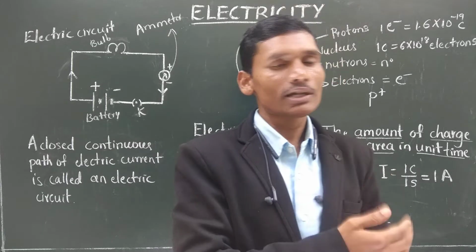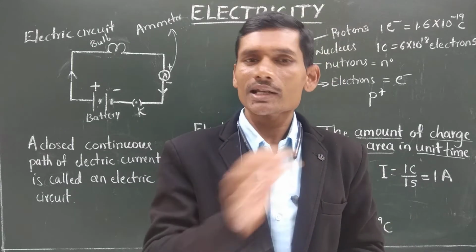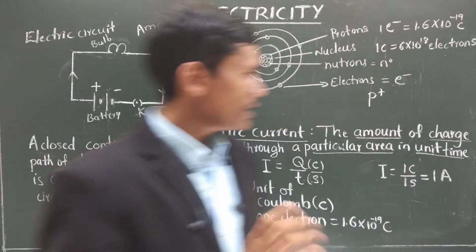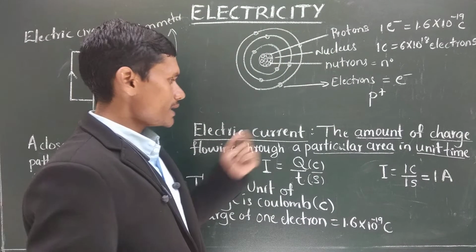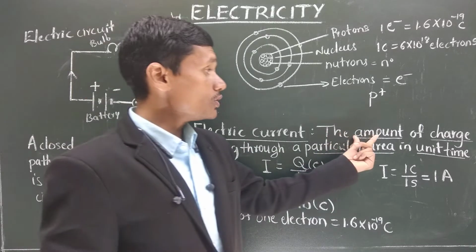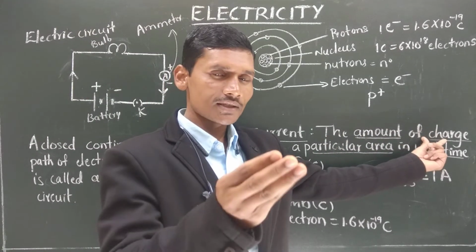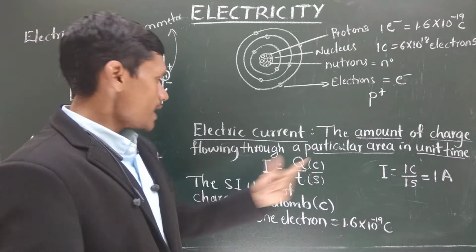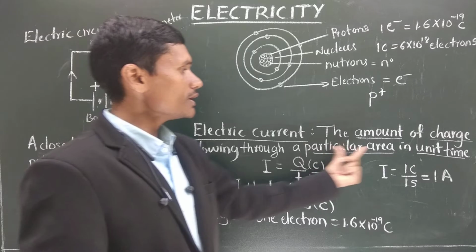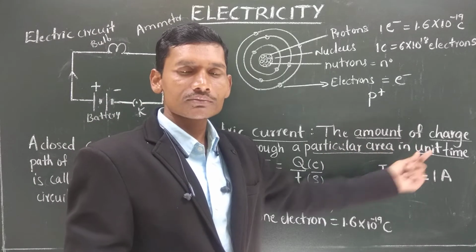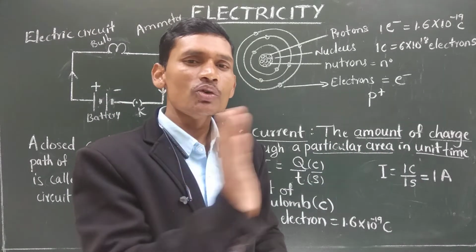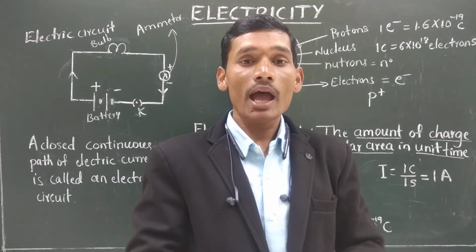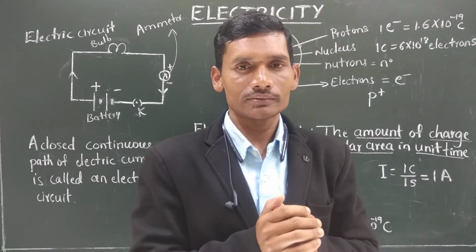Now, let us come to know about what is electric current. Now, it supports our understanding in a better way. You see, electric current means what? The amount of charge flowing through a particular area in unit time. In unit time, how much amount of charge flows through a particular area? That is what? Electric current.